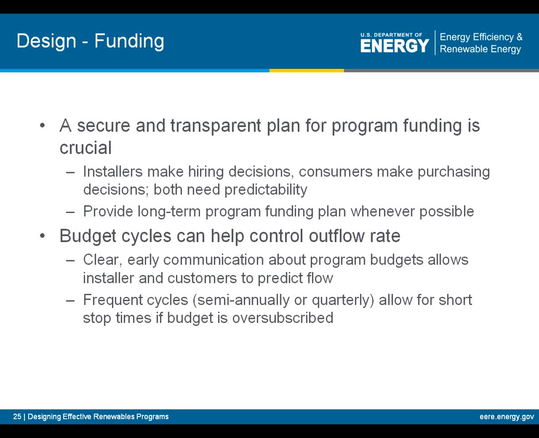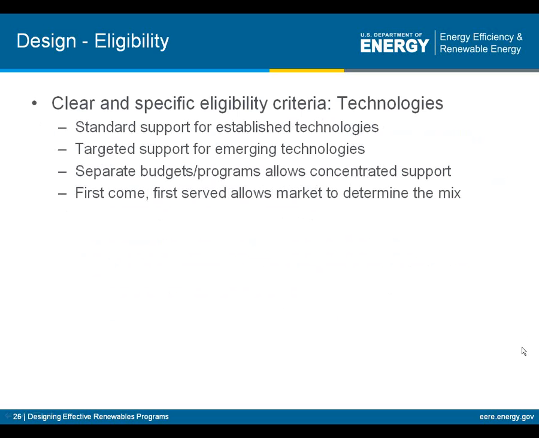Breaking up your budget into, say, quarterly cycles of $250,000 every 3 months may mean that you still have a run on that budget, but perhaps the installer community is now waiting for a week and a half or 2 weeks until you open up the next quarter's budget, which may be something that in their normal business cycle is not as much of a problem. That has been really helpful in a couple of jurisdictions.